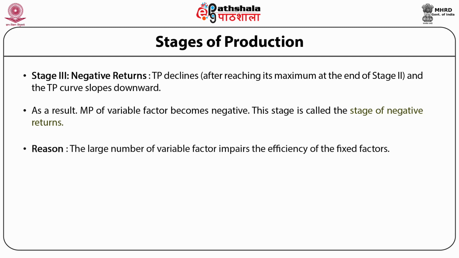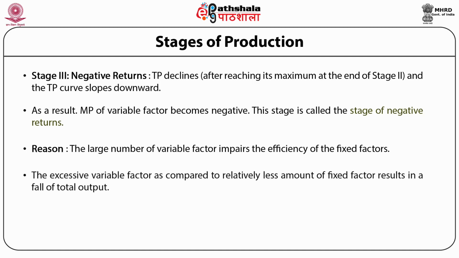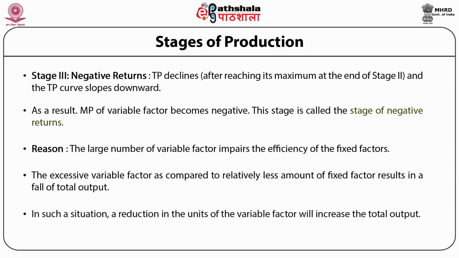The reason behind this is that a large number of variable factors impairs the efficiency of the fixed factors. The excessive variable factor as compared to a relatively smaller amount of fixed factor results in a fall of total output. In such a situation, a reduction in the units of the variable factor will increase the total output.